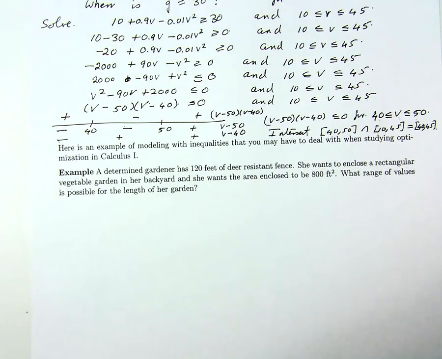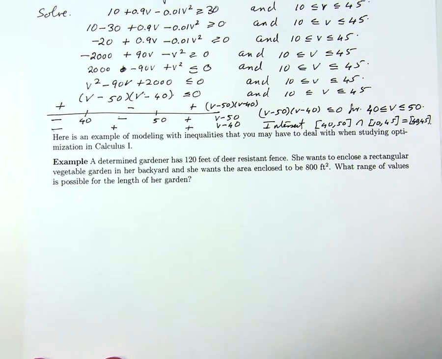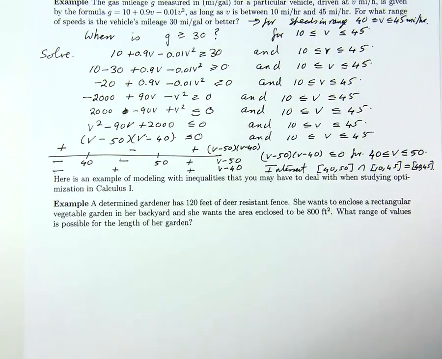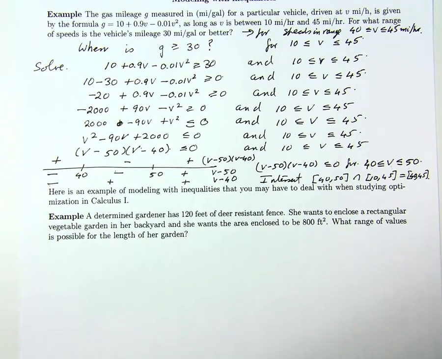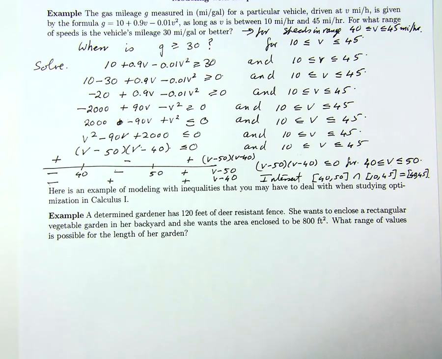Here's another example of modeling with inequalities that we often encounter when we're looking at optimization problems. So suppose a gardener has 120 feet of fence and she wants to enclose a rectangular garden, and the area enclosed should be fixed at 800 square feet. And what range of values are possible for the length of her garden?